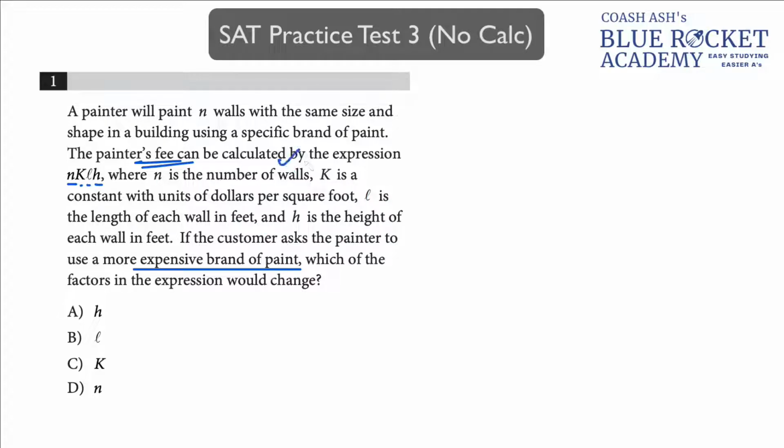This depends on the wall. This depends on dollars. This depends on the length of the wall, and this is the height of the wall. So this is all related to the wall, and it's fixed. The only thing that changes is the dollars per square foot, and so K is your answer.